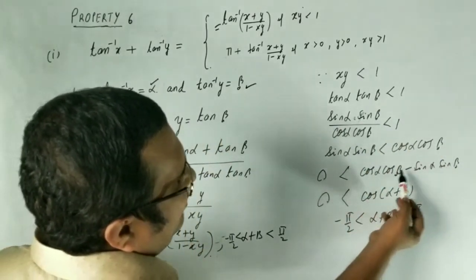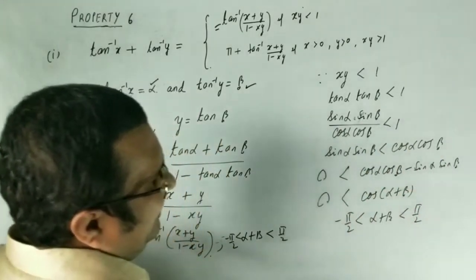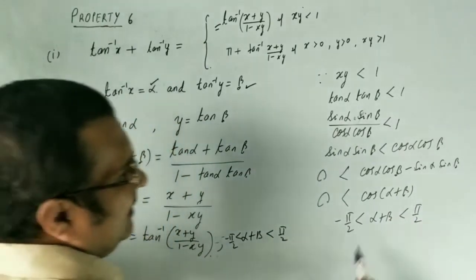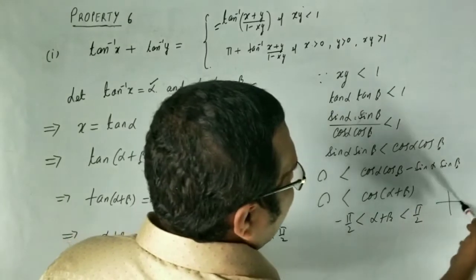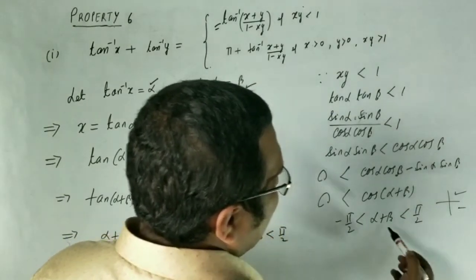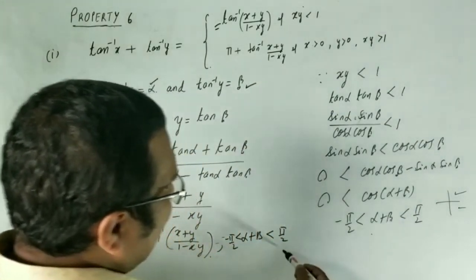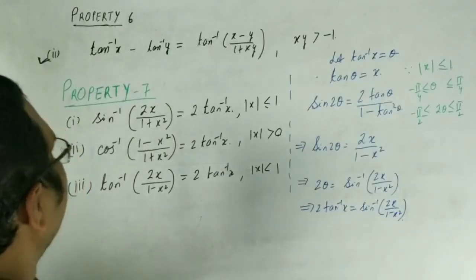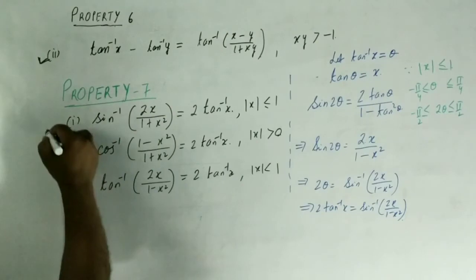We know cos A cos B minus sin A sin B is cos of A plus B. So alpha plus beta lies between this, because cosine is positive in this quadrant and this quadrant. Therefore, this condition is also satisfied. Try to prove this at home. Amongst the three, I prove the first one.